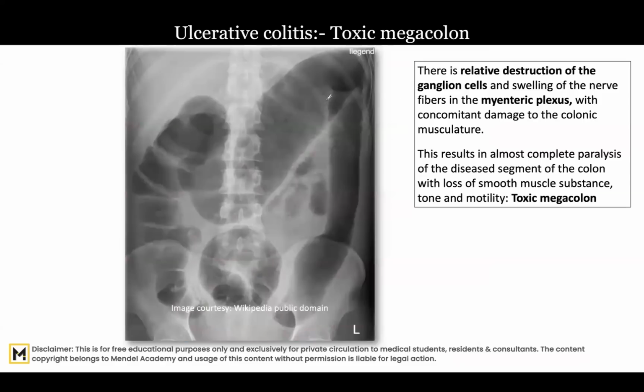Toxic megacolon, you can see this entire thing looking like a lead pipe. You don't see the haustrations. There are usually these haustrations, right? This is how it should be. This is how it should look. The taenia coli and the haustrations, this is what it would be normally. But now it's no longer normal. So it looks like a lead pipe. And that's because, as I said, the ganglion cells, especially of the myenteric plexus, are damaged. And that leads to toxic megacolon.